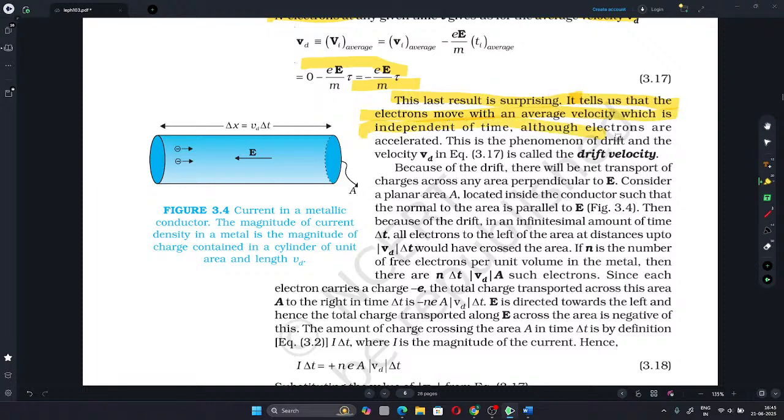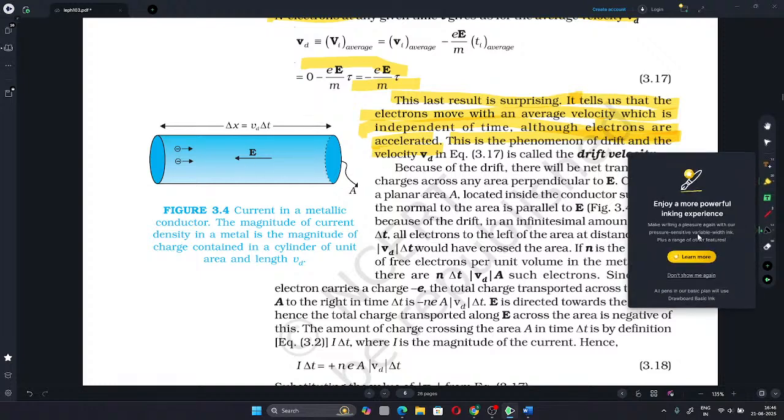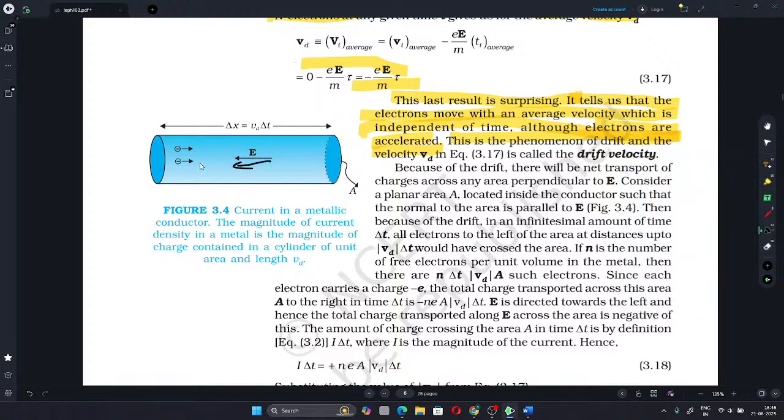Although electrons are accelerated, this is the phenomenon of drift and the velocity Vd, or drift velocity. In this case, the electric field is in this direction, so electrons will move in this direction. This movement or drift is what we call drift velocity, and delta x equals Vd times delta t.